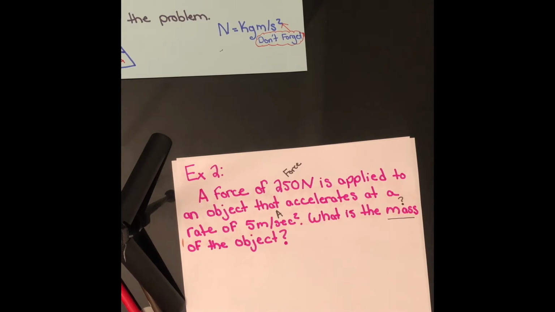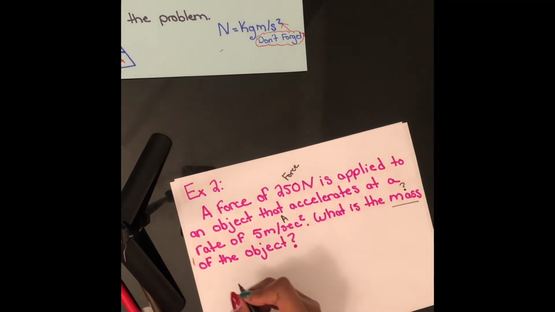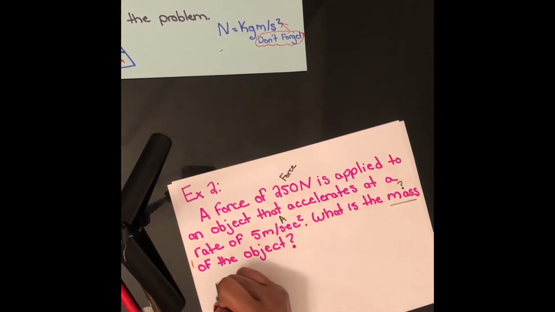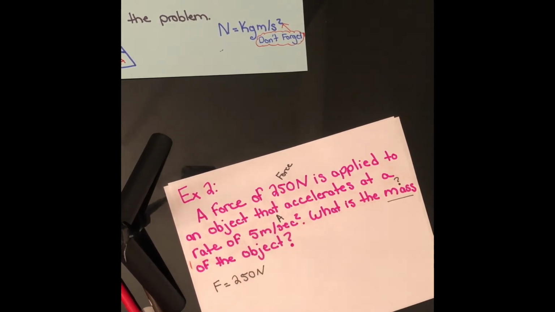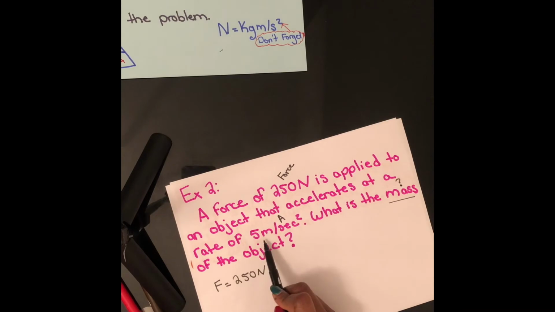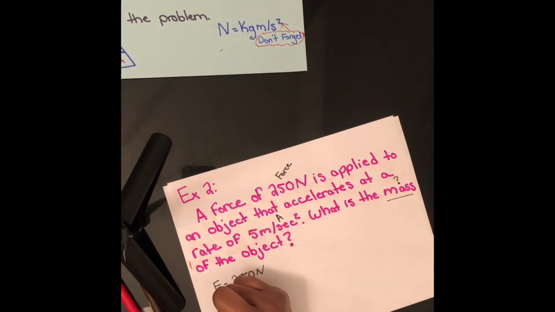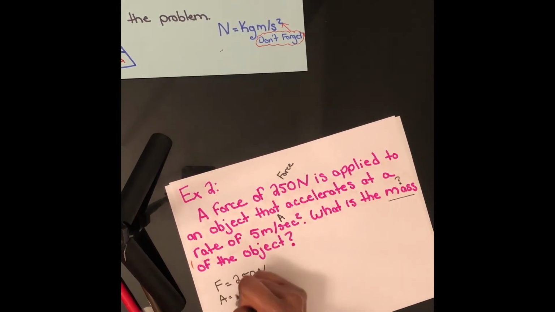So now that we have circled and labeled the provided information, now we're going to write out the formula and plug it in. First things first, I'm going to write out what we have. We have force, which is 250 newtons. We have acceleration, which is 5 meters per second squared.